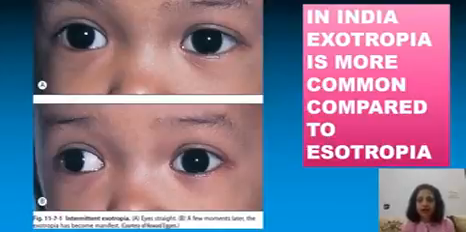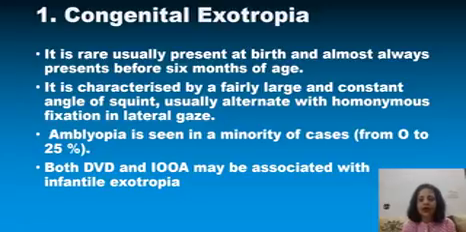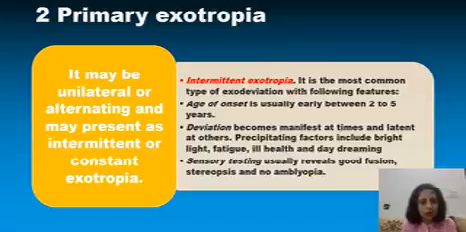Now we come to divergent squint. EXO in India is more common as compared to ESO. Congenital EXO is rare, usually present at birth and almost always present by 6 months of age, characterized by a fairly large and constant angle of squint and alternating with homonymous fixation. Amblyopia is present in a minority of cases. Both DVD associated infantile exos are less.